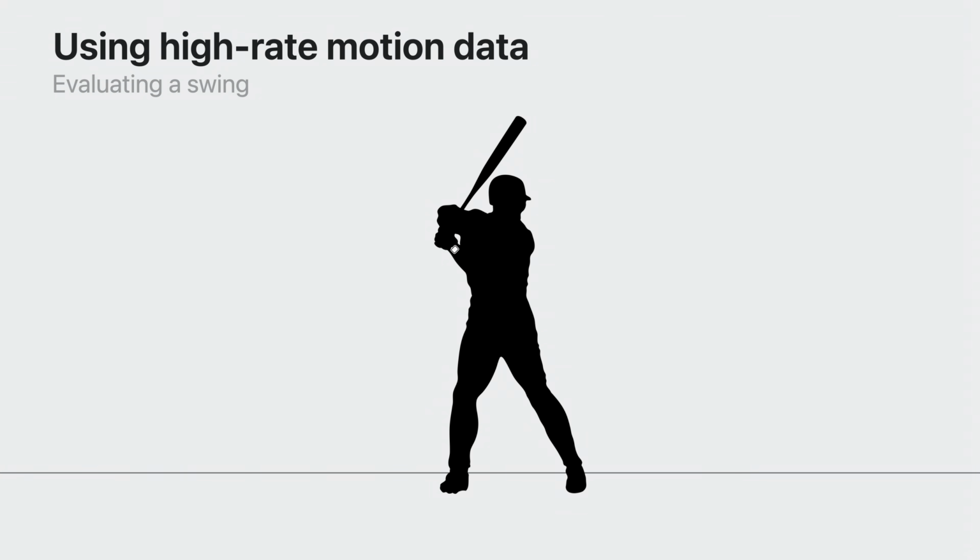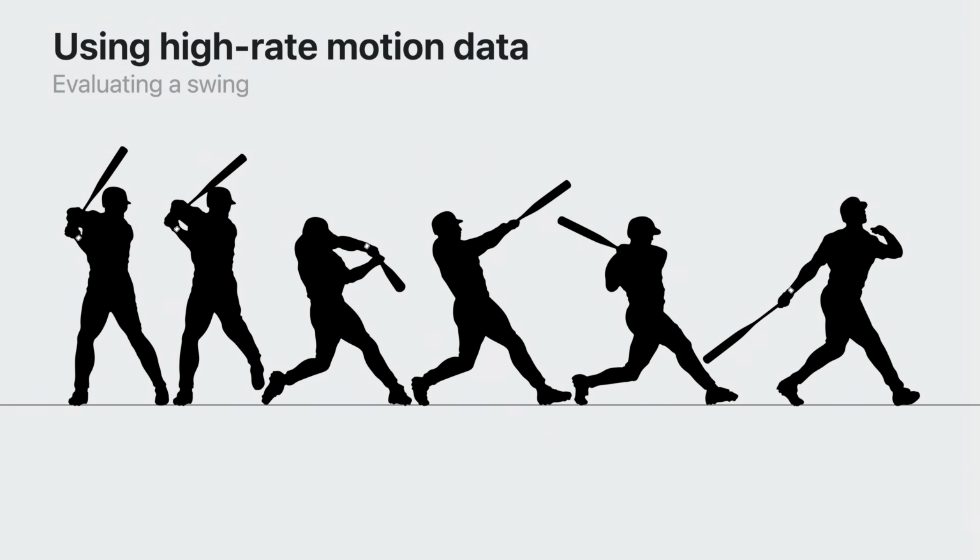A swing has a couple different phases. In this figure, we can see the pre-swing setup, the actual swing, then the post-impact follow-through. An important metric for swing quality is time to contact. In other words, how much time elapses between when the batter starts the swing of the bat and the time when the bat hits the ball. Using high-rate sensor data, we can divide this into 3 steps.